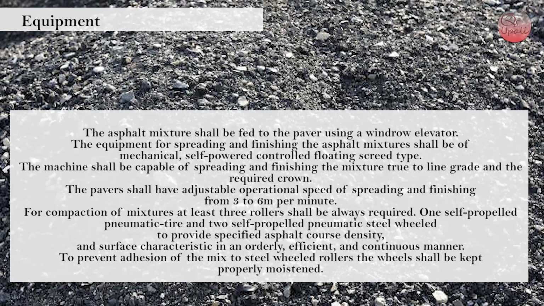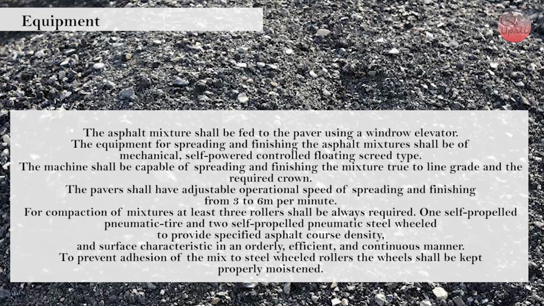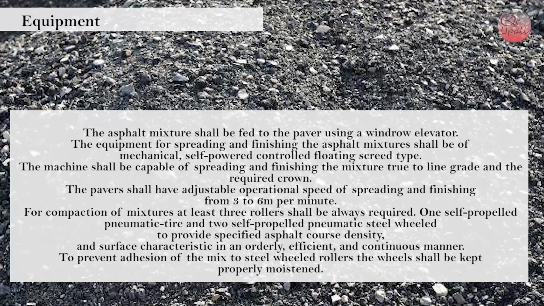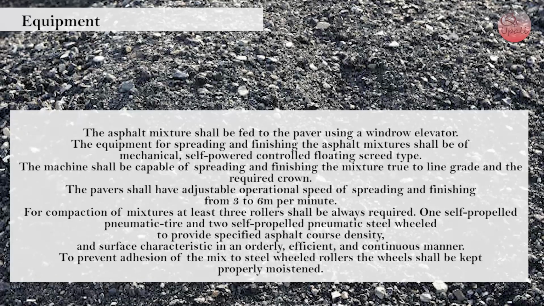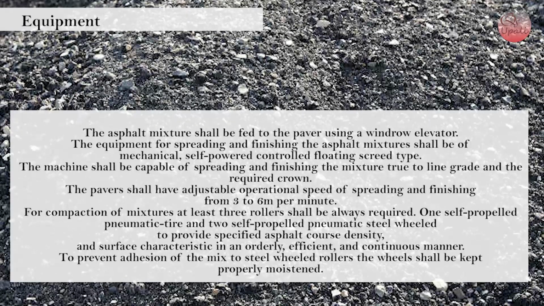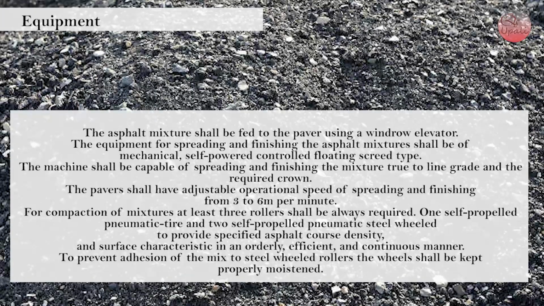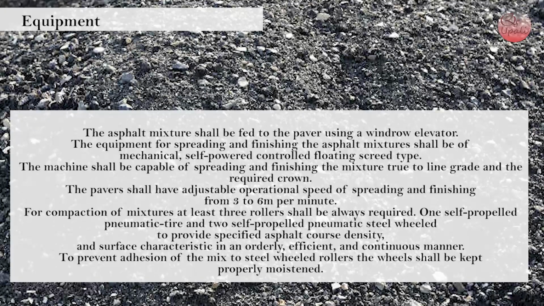The machine shall be capable of spreading and finishing the mixture true to line, grade and the required crown. The pavers shall have adjustable operational speed of spreading and finishing from 3 to 6 meters per minute. For compaction of mixtures, at least 3 rollers shall always be required.